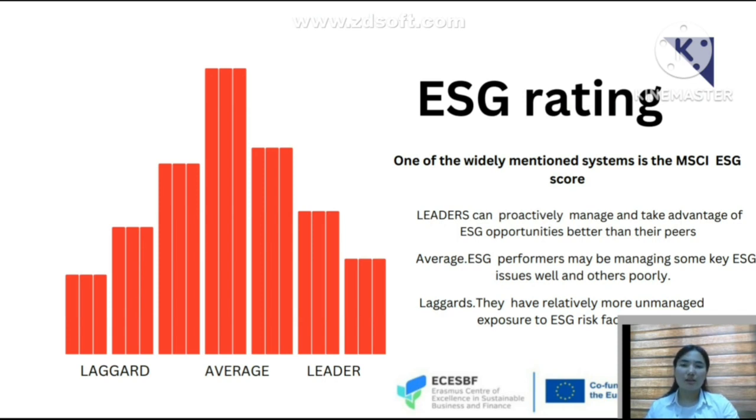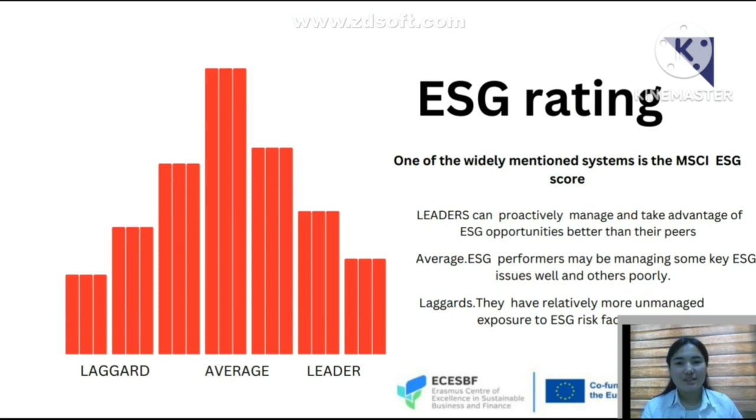MSCI uses a rules-based methodology in order to identify the industry leaders and industry laggards. According to the rules of this methodology, companies are rated from AAA to CCC. And according to some statistical information all over the world, only 24% of companies receive a rating of AAA to AA, and this means that they are leaders.